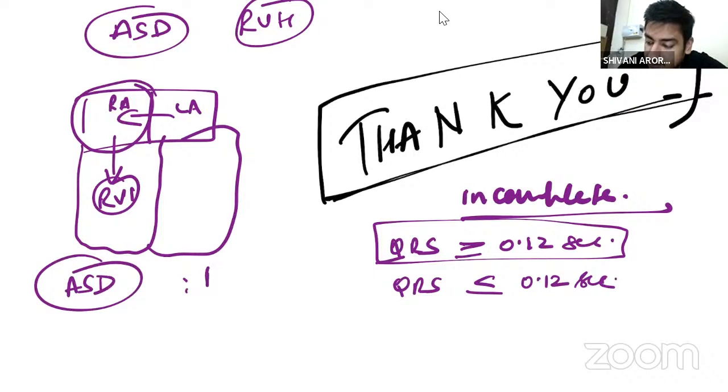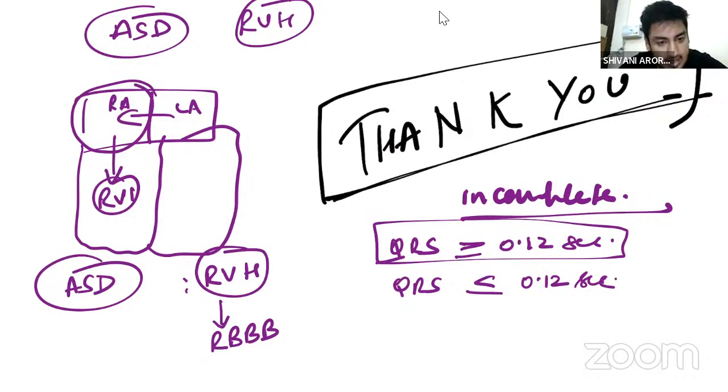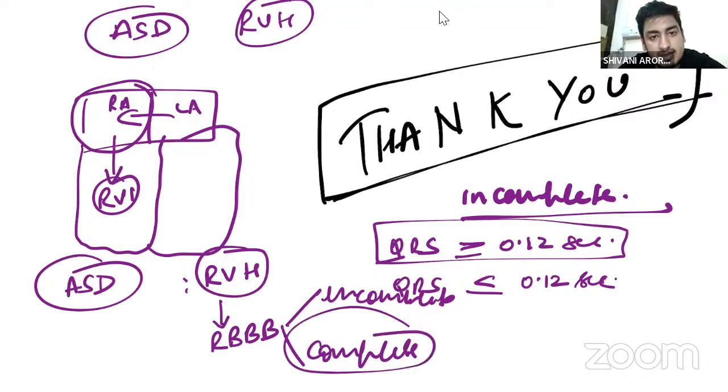This can be incomplete RBBB or complete RBBB. And in most of the cases, it is just incomplete RBBB. So we have that M and W pattern there, but the duration is not more than 0.12 seconds. But yes, RBBB is there. And incomplete RBBB is also a true RBBB. It is not a pseudo RBBB.